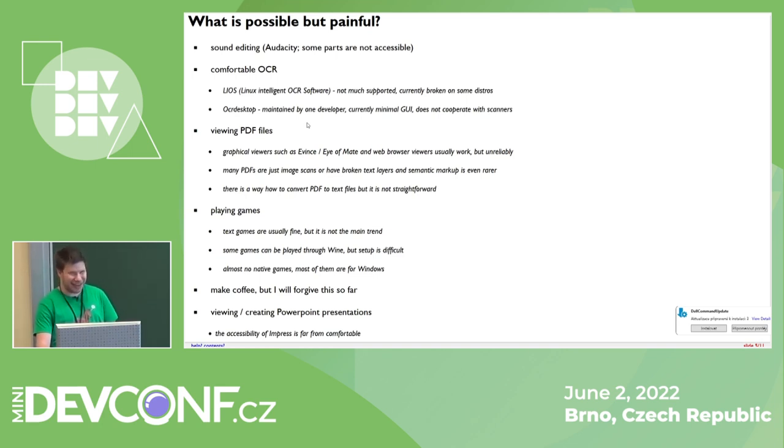Of course, playing games is generally an issue on Linux, but for the visually impaired, there's a much smaller selection of games. You can probably get some going through Wine, but it's complicated and not done so often. And yeah, if you want to create a presentation, you have to basically use something like Pandoc or similar, because creating something in Impress is painful, and reading it is even worse.